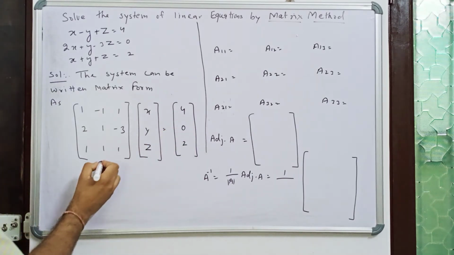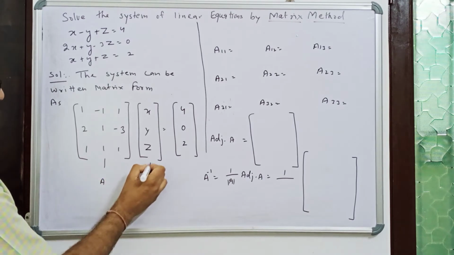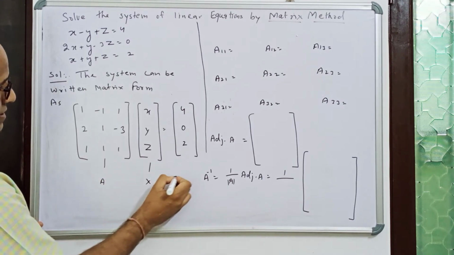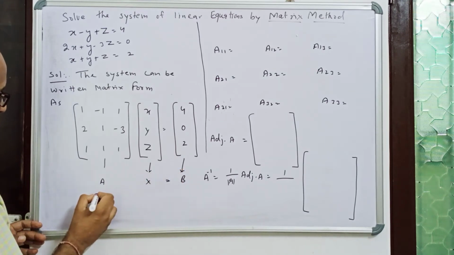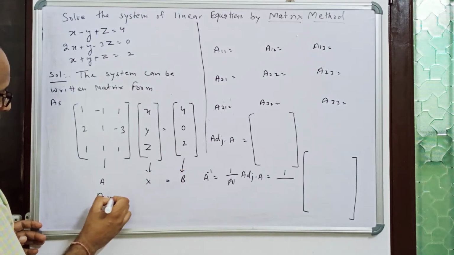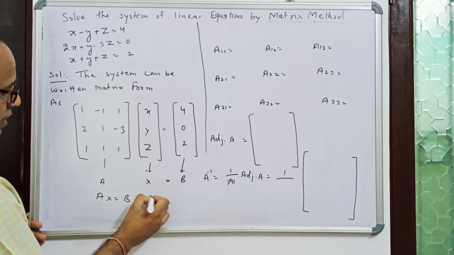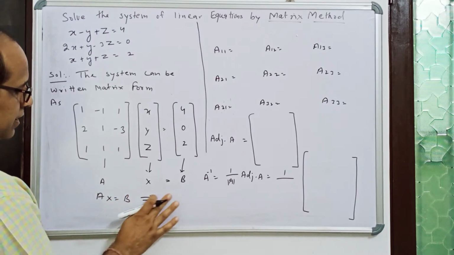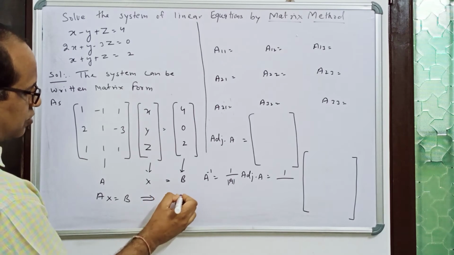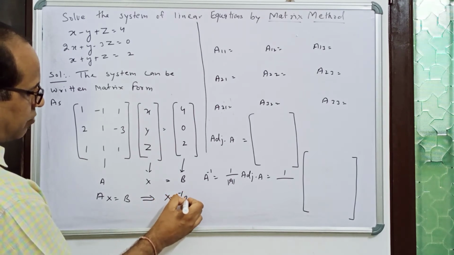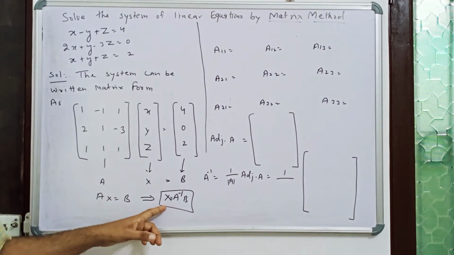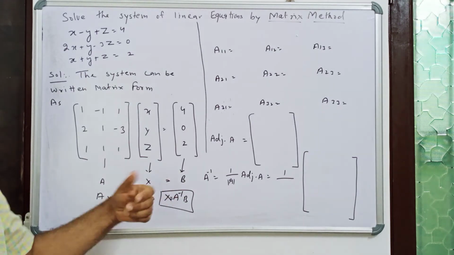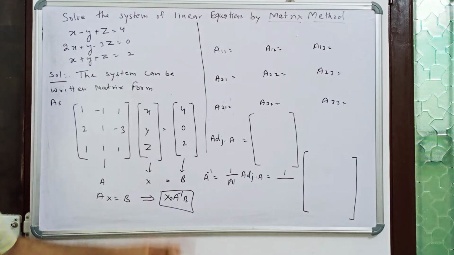Now we can say that this is A, this one is X and this one is B. So it will be in the form AX equals B, and if we simplify further it is X equals A inverse B. So by taking help of this principle, we will calculate the value of X. X is A inverse. So which is the important part here? The important part is A inverse.